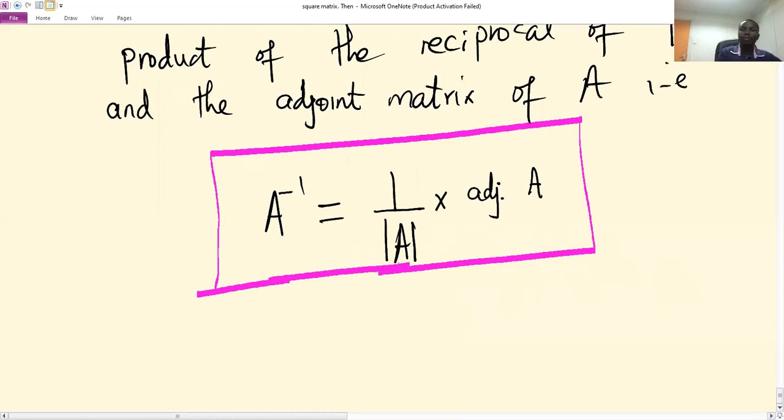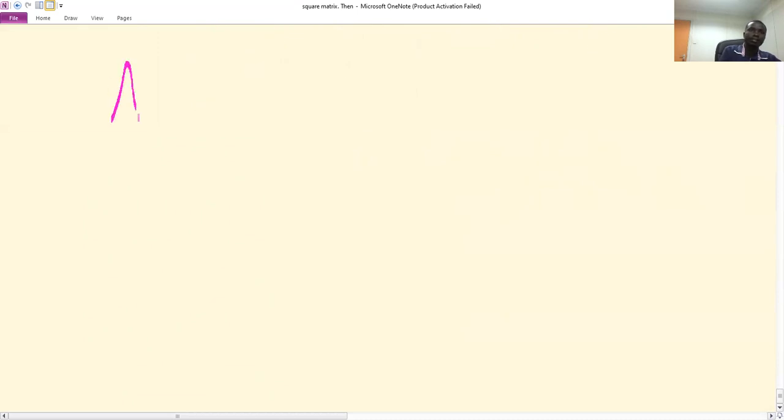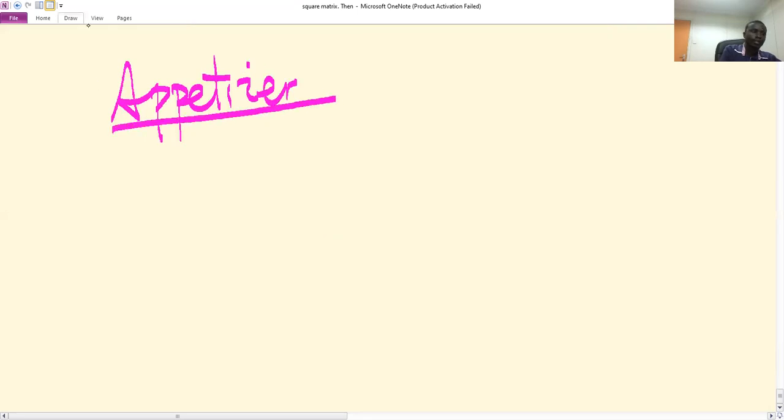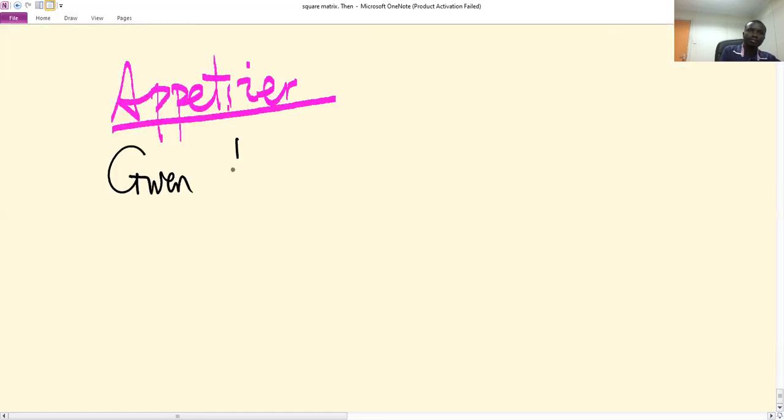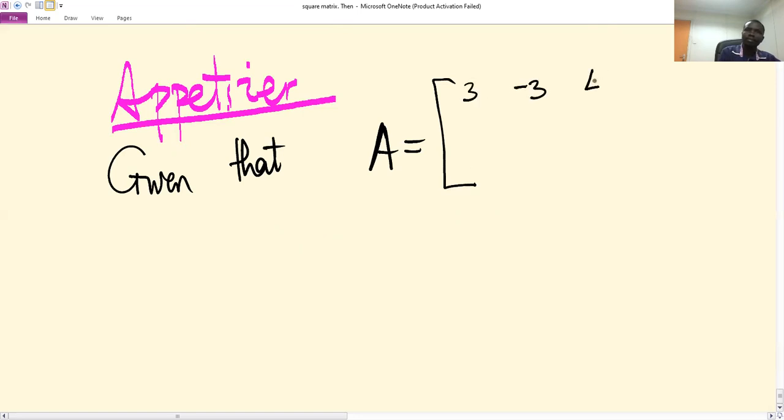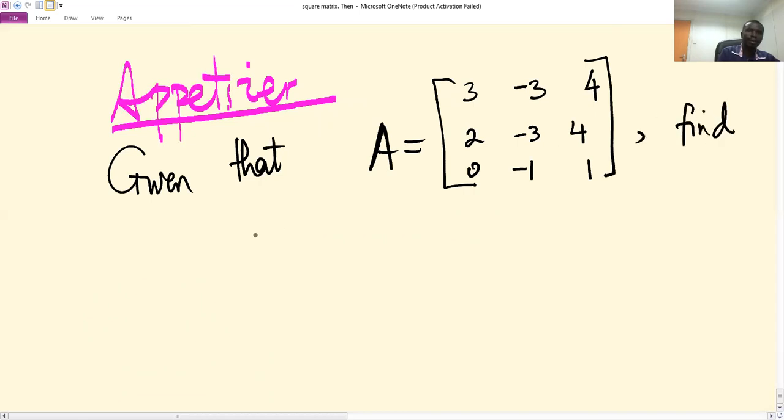Now let's do a problem. Given that A is this matrix: 3, minus 3, 4; 2, minus 3, 4; 0, minus 1, 1. Find A inverse. So this is the problem.